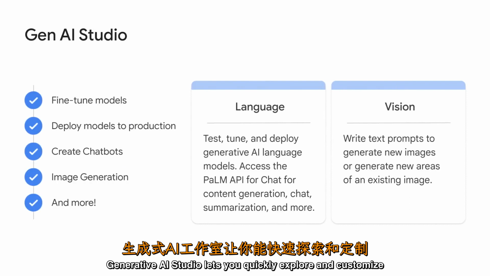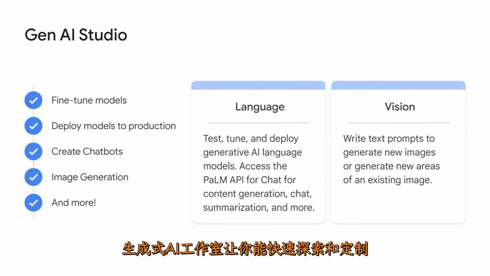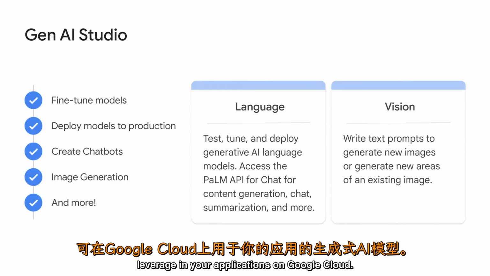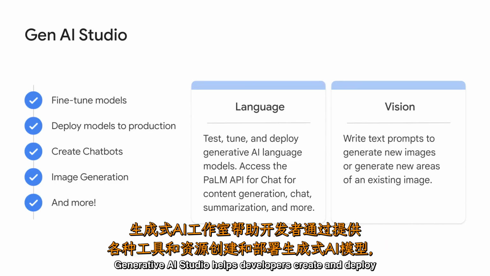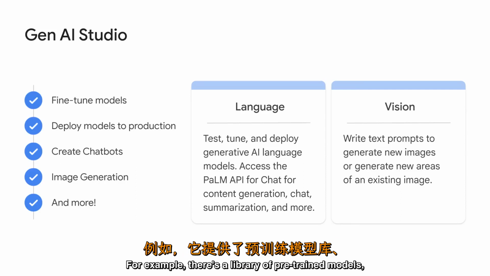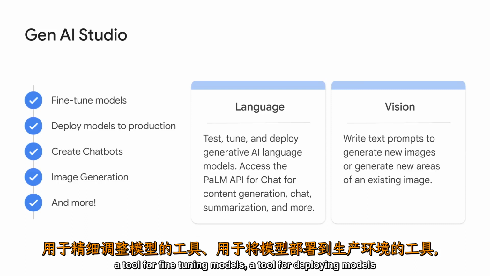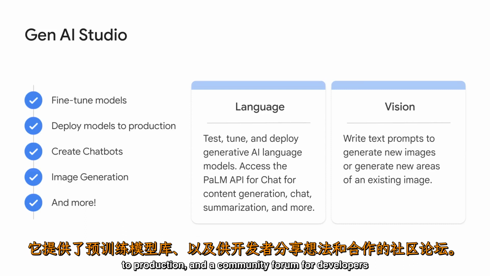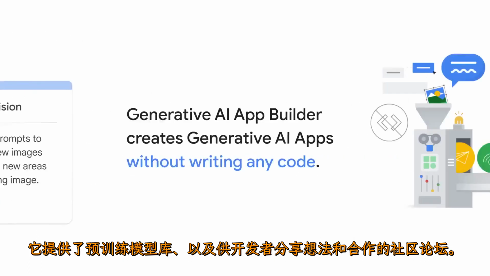Generative AI Studio lets you quickly explore and customize generative AI models that you can leverage in your applications on Google Cloud. Generative AI Studio helps developers create and deploy generative AI models by providing a variety of tools and resources that make it easy to get started. For example, there's a library of pre-trained models, a tool for fine-tuning models, a tool for deploying models to production, and a community forum for developers to share ideas and collaborate.